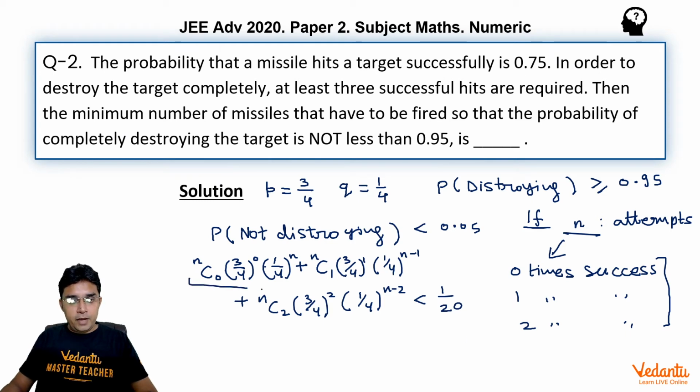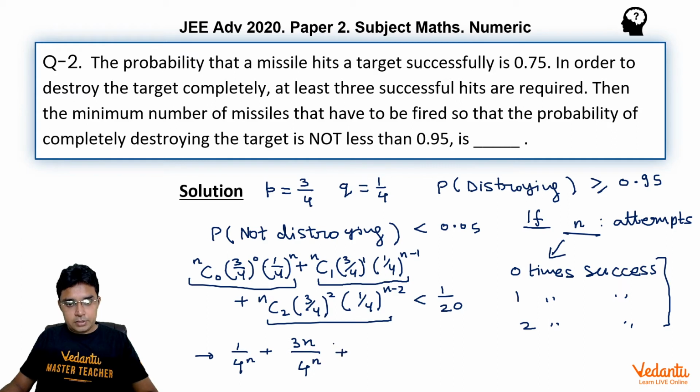Now if we simplify these 3 terms individually, here nC0 is 1, so we will get 1 upon 4 raised to the power n. The second term, nC1 is n and 3 will also come here, so we get 3n upon 4 raised to the power n, plus nC2 is n into (n minus 1) upon 2, and here 3 square, 9, will be there, so 9 into (n minus 1) divided by 2, whole divided by 4 raised to the power n, and that should be less than 1 upon 20.